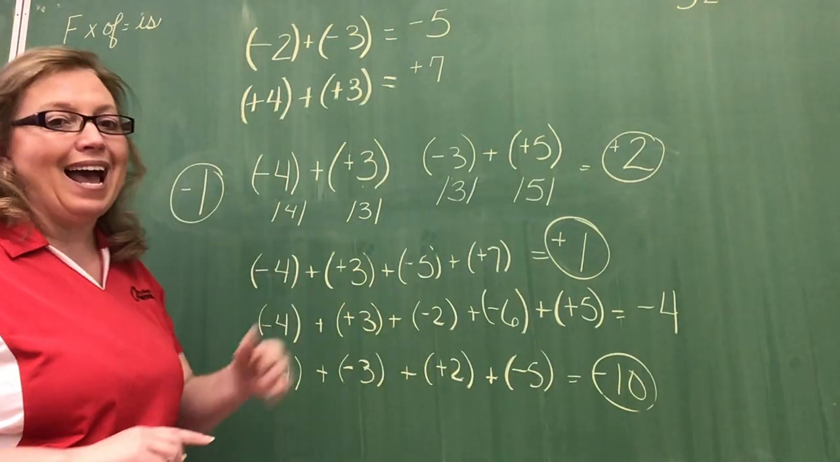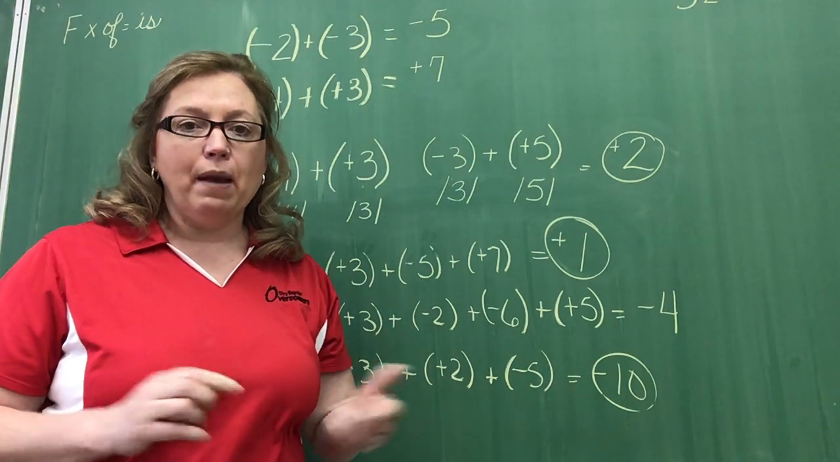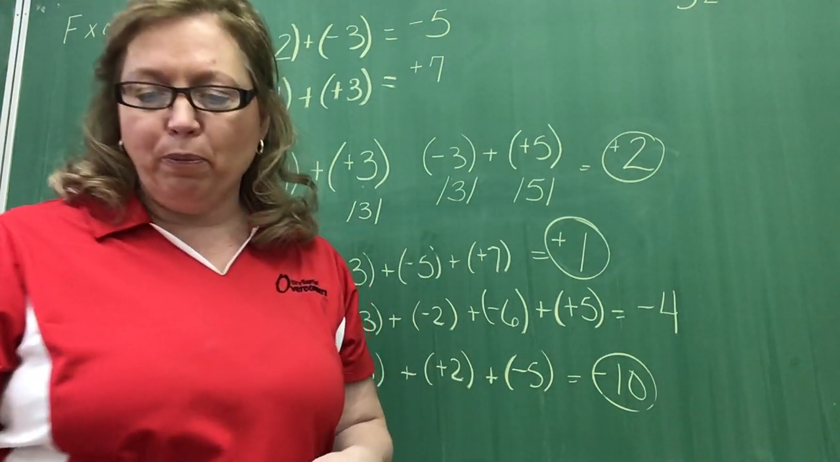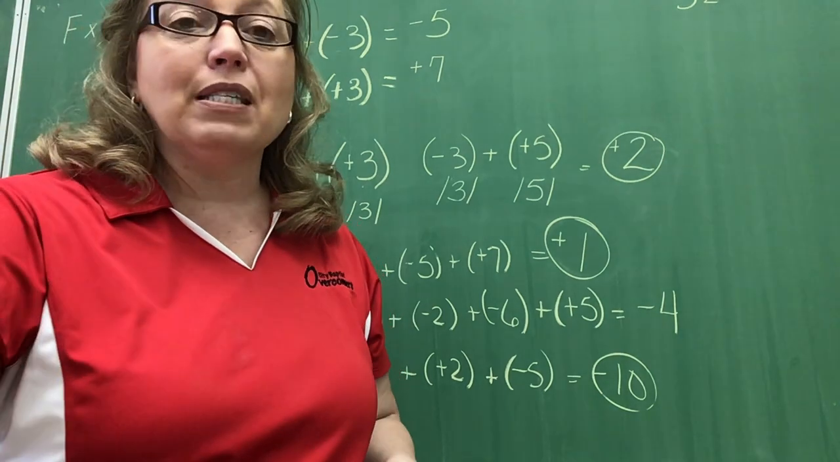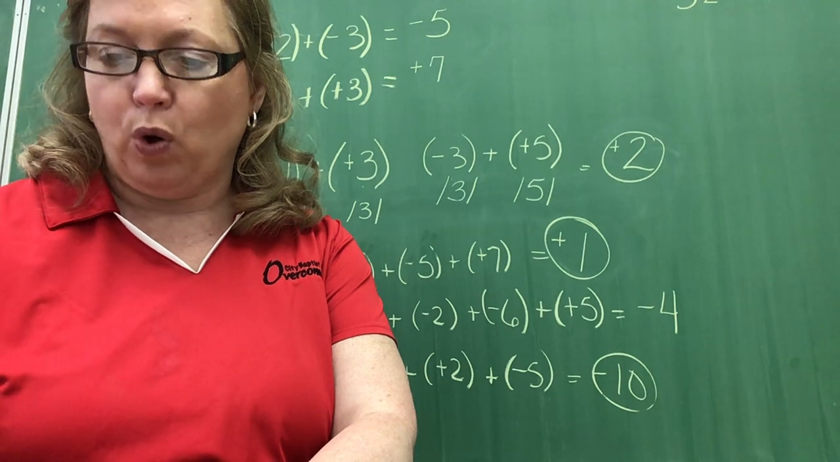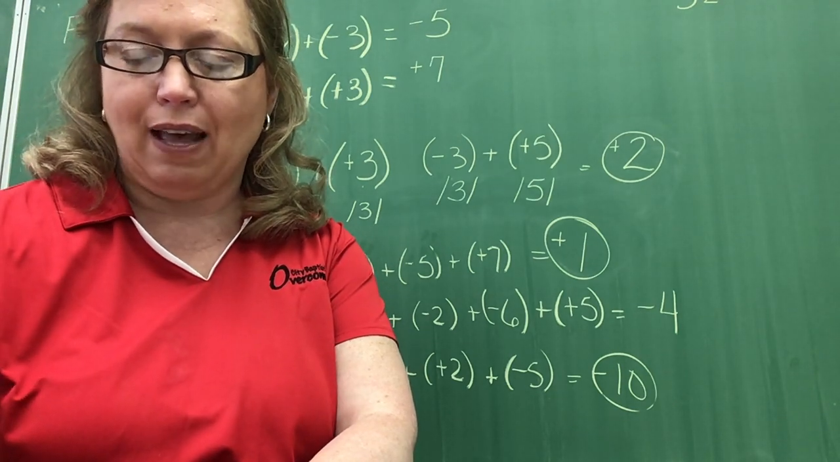This is how we add negative and positive numbers, or signed numbers. I want you to look in your book, please, to problem set 73. Problem set 73, we're on page 207.